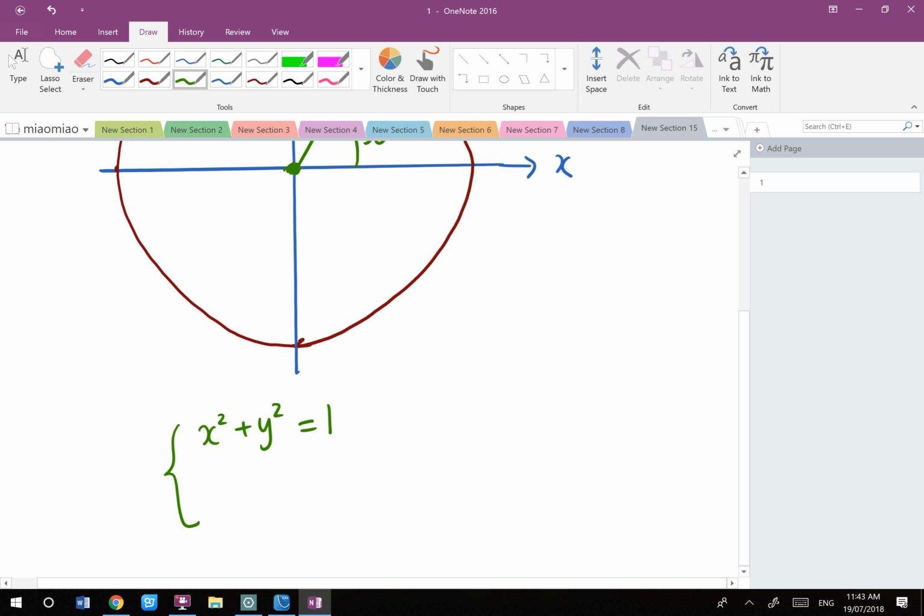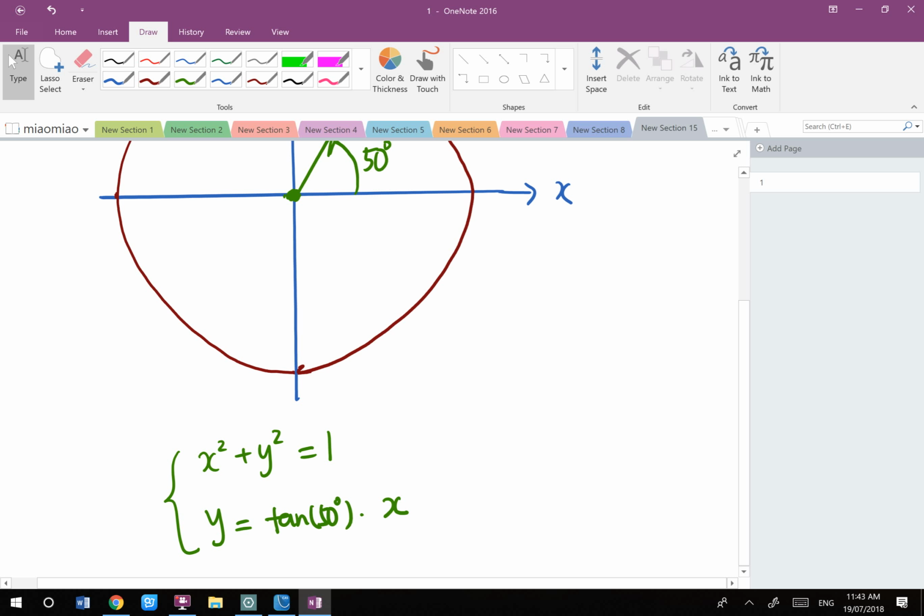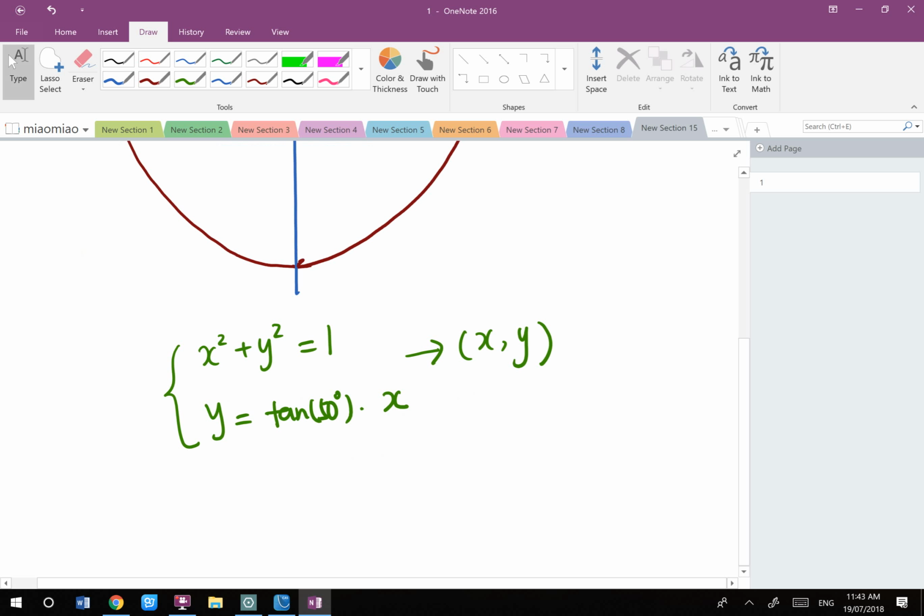And for this line, that's y equals tangent 50 degrees times x. Remember the m represents the tangent of the angle. So it's tangent 50 degrees times x. I have two variables, x and y, and I have two equations. So I can solve x and y, even though I can't solve it now. I don't know the exact value, but it's possible to solve out x and y, and it's a unique solution.